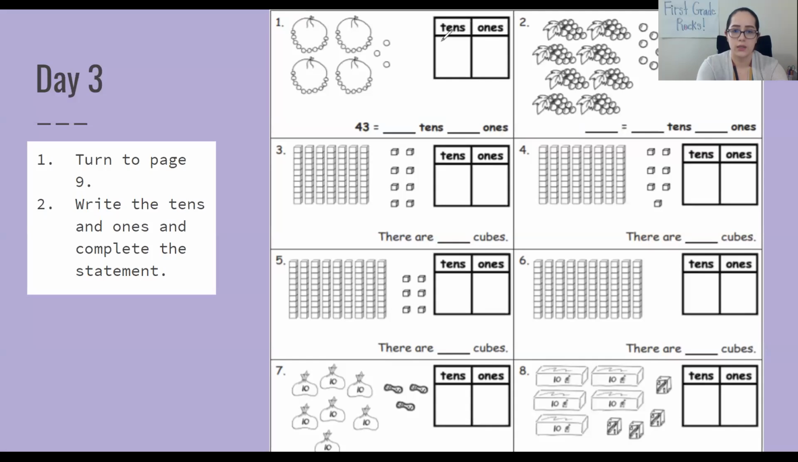So I'm going to write in 4 tens, and then I need to go back and see how many ones I have. 1, 2, 3. I have 3 ones. Okay, so now to complete the statement, 43 equals 4 tens and 3 ones. Okay, I can go back and count 10, 20, 30, 40, 41, 42, 43.